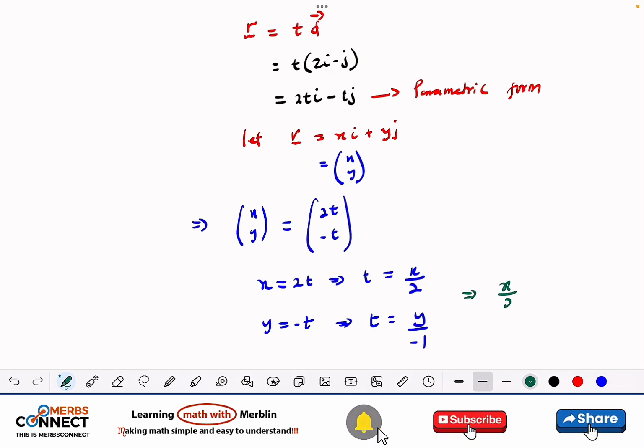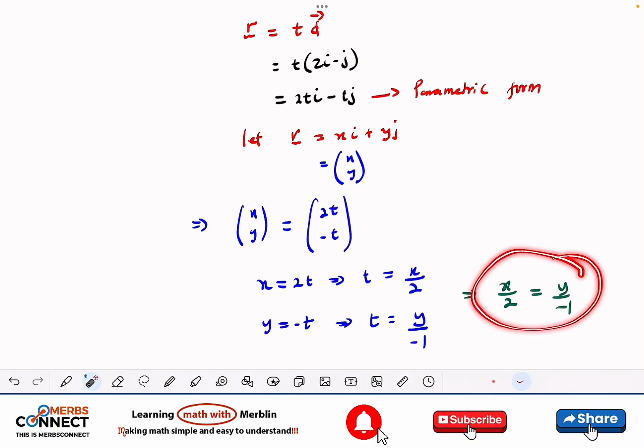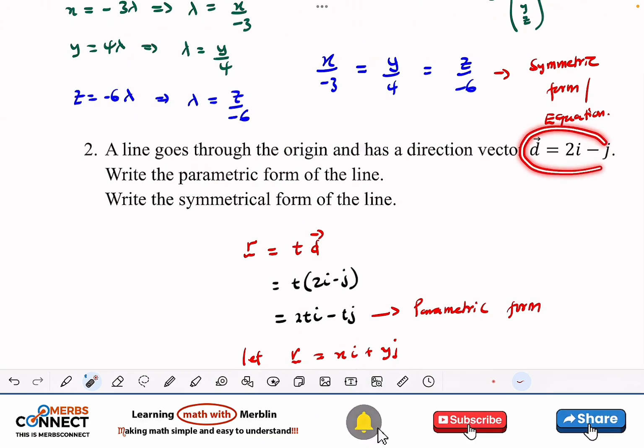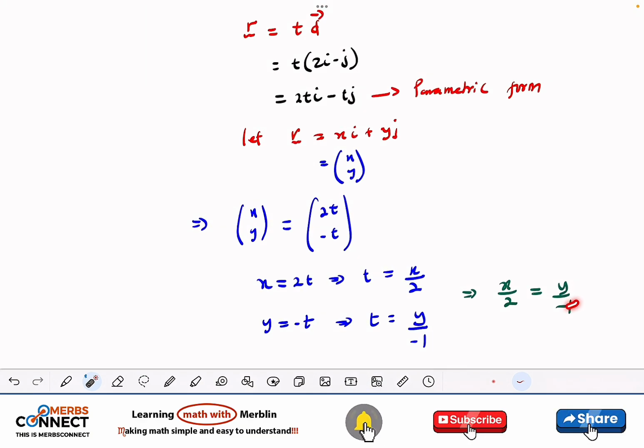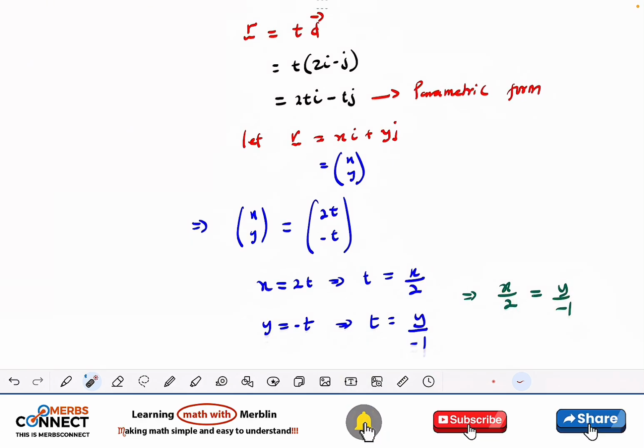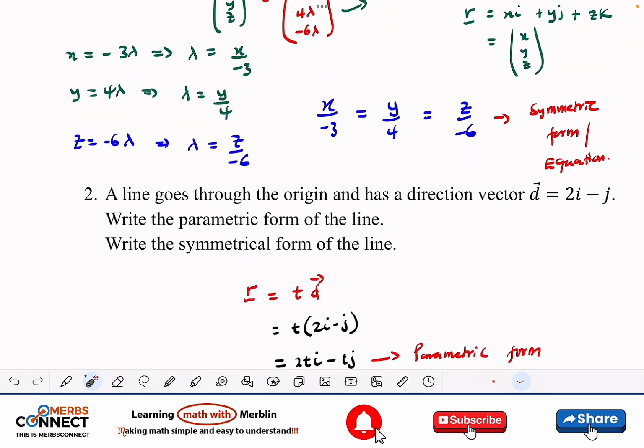Now this implies that x over 2 is equal to y over minus 1. As soon as I see this equation, because sometimes we can give you a question where we have it in this form, then maybe you will need to pick the d so that you can use the d to work. So as soon as I see this, I know that my vector d is 2i minus j. So it's very, very important.